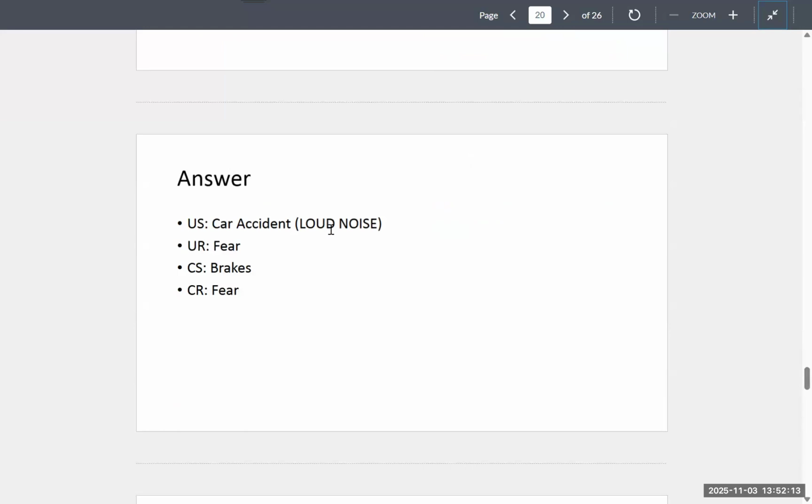So you have the car accident or the loud noise that creates the fear, and then the squealing brakes then create the fear because you associate that loud noise with the accident. So that's how we create fears of things that are not necessarily something to be afraid of, but we create it by pairing it with the loud noise or the loss of support.